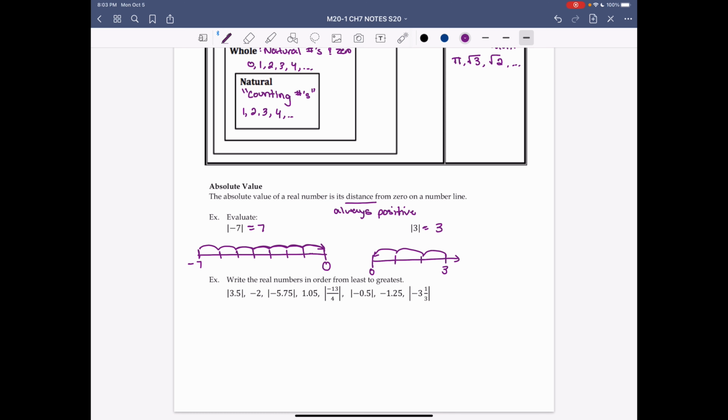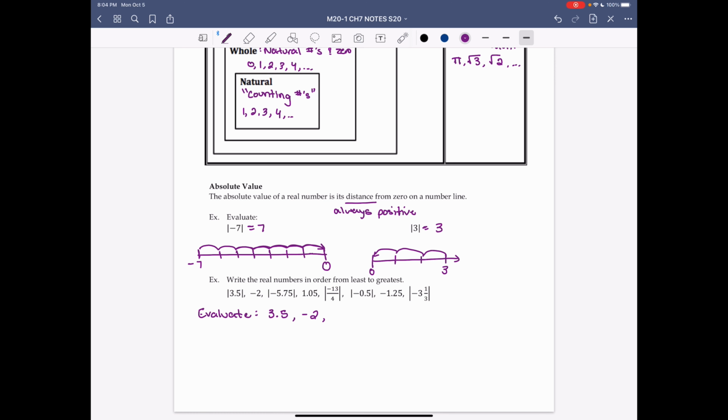Write the real numbers in order from least to greatest. So first we're going to evaluate each of these numbers, and then we can order them. The first one is the absolute value of 3.5. How far away is that from 0? It would be 3.5 away from 0. Then we have negative 2, which is just negative 2. There's no absolute value symbol around it. Then we have the absolute value of negative 5.75.